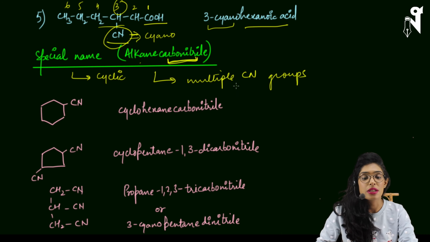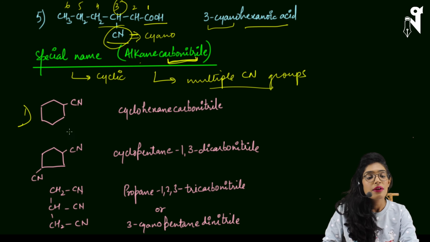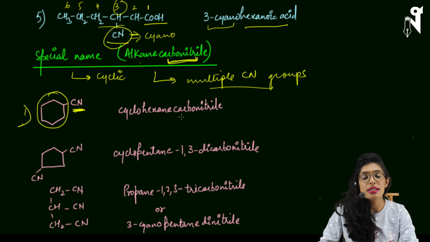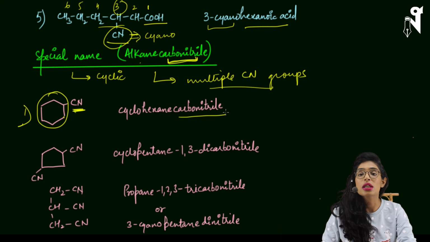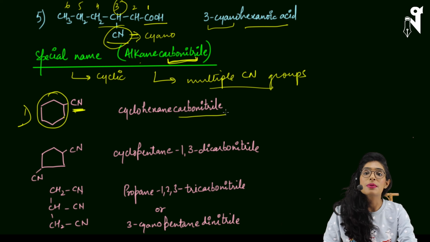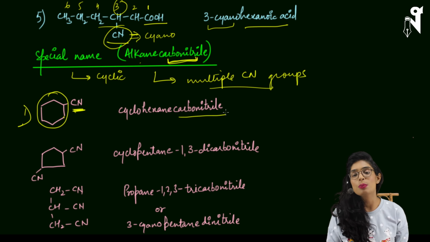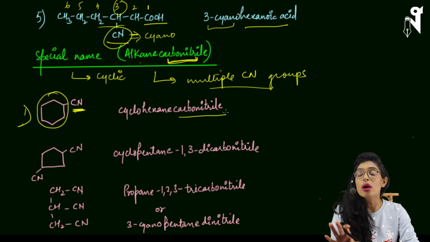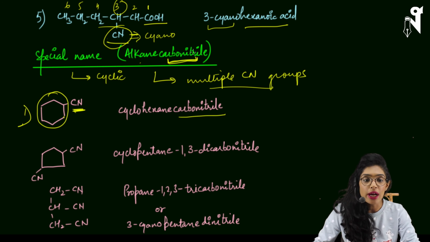It's the same condition as we had in other cases wherever we were using the special names, multiple CN groups. So first example, we have cyclohexane with a CN group. So we will be naming this compound as cyclohexane, and then CN will be specifically mentioned as carbonitrile. We are not counting the carbon of the cyanide group or nitrile group in the counting of the principal carbon chain. So the principal carbon chain is the whole cyclic ring, and the CN's carbon is not included here. That is the reason the name is not nitrile, it is carbonitrile. So we are basically representing the carbon of the nitrile group by writing carbo.